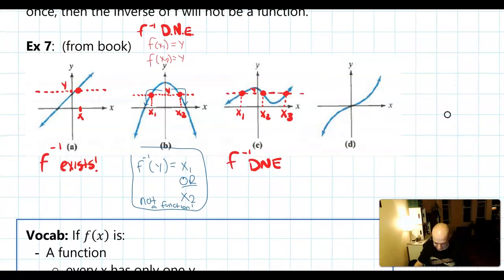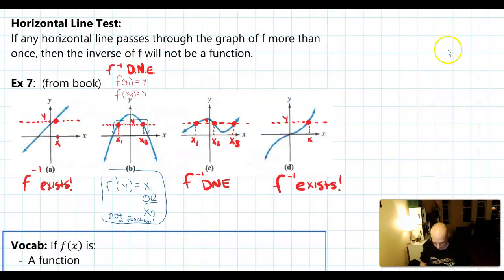But you don't have to be just a single boring line to have an inverse. Lots of functions have inverses. So in the last example here, we can see that this function actually does pass the horizontal line test because we have 1 y going to 1 x. So f inverse exists, and it passes the horizontal line test.